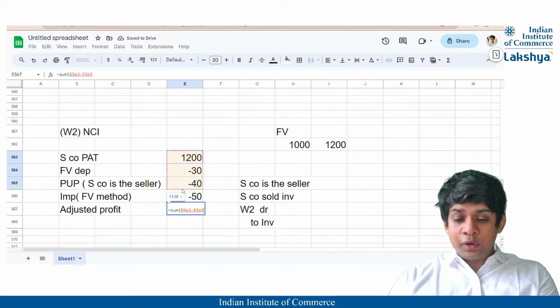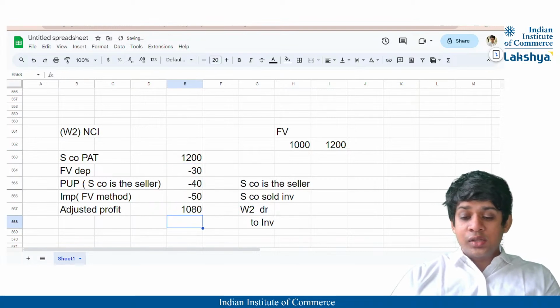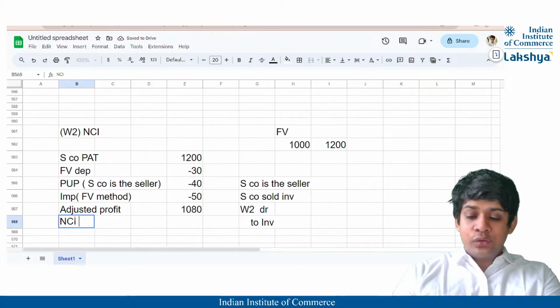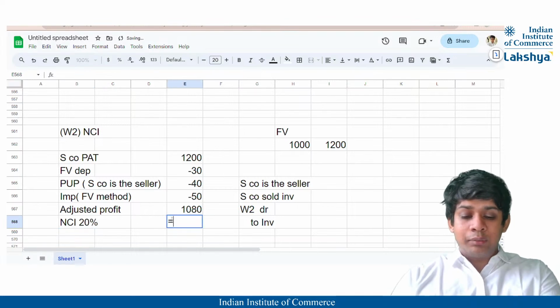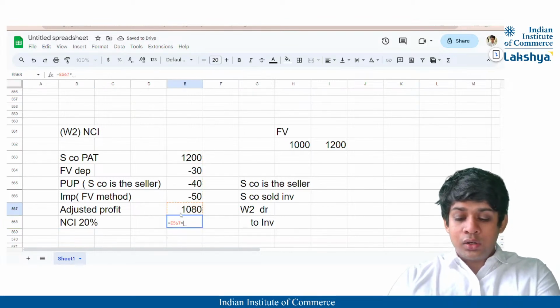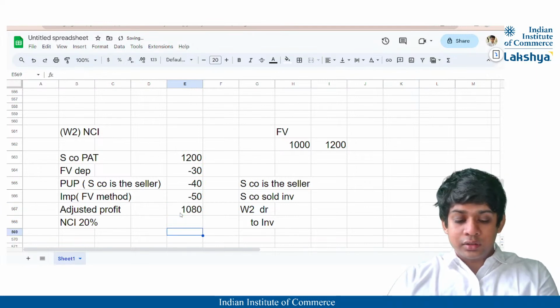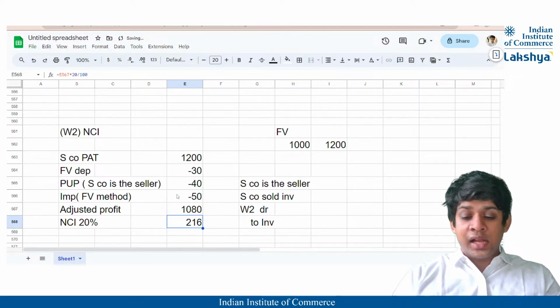So what is the adjusted profit here? It is 1080, and thus you will take the NCI 20% of it. That is going to be nothing but 1080 into 20%, right? So 216 is NCI.